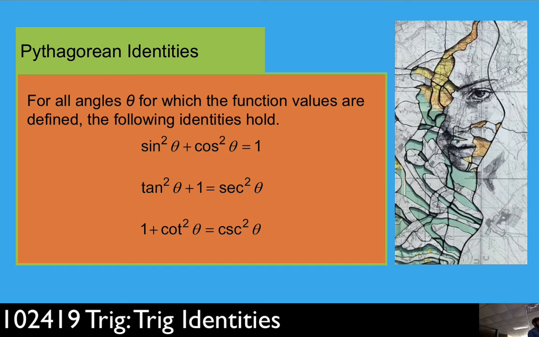If you were going to try to memorize these, the two co- functions go together. The only one that's a plus is the one that relates sine and cosine: sine squared plus cosine squared equals 1. Then the other two are both differences. It's the secants minus the tangents, and the cosecant squared minus cotangent squared equals 1. Secant squared minus tangent squared equals 1. And you can rearrange them.